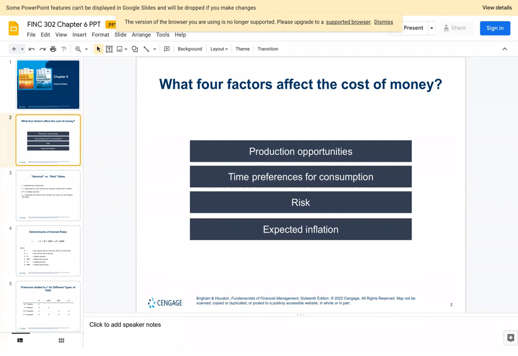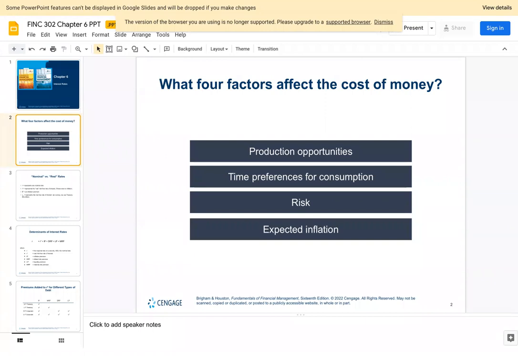The second factor that affects the cost of money is time preferences for consumption. As a consumer, do you prefer to consume now, spend money now, or are you willing to save for future consumption? Of course, another factor that affects the cost of money is risk.